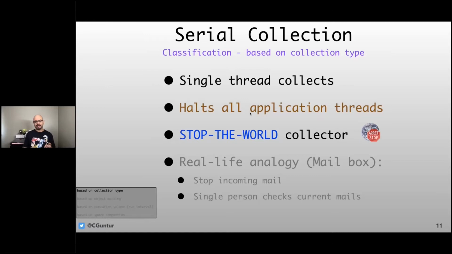So in case of a serial collection, the real life analogy is basically you stop all the incoming mail that's coming in, and a single person goes in and checks the existing mail to see if it's either relevant or garbage. And that is what a serial collection looks like. So it's a very long drawn process. It is slow and deliberate.